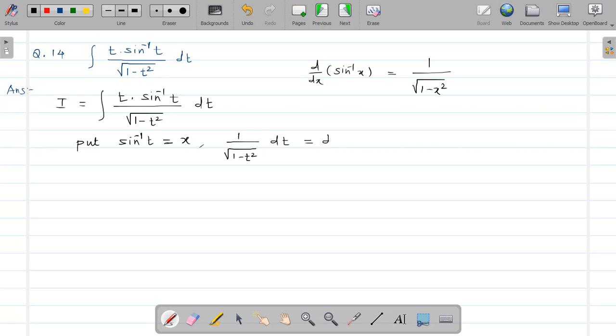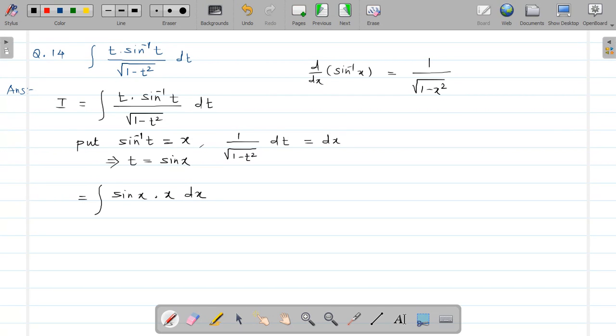So that 1 upon root of 1 minus t square dt is equal to dx. Okay, so this is the substitution. Now here we have to substitute the value of sine inverse of t is equal to x, and 1 upon root of 1 minus t square dt is equal to dx. But the remaining part is t. We have to substitute t also. Now as sine inverse of t is equal to x, what is the value of t? t will be sine x. So as per the given, we will replace the terms here. The given integration becomes, in place of t we put sine x, and in place of sine inverse t I will put x, into dx.